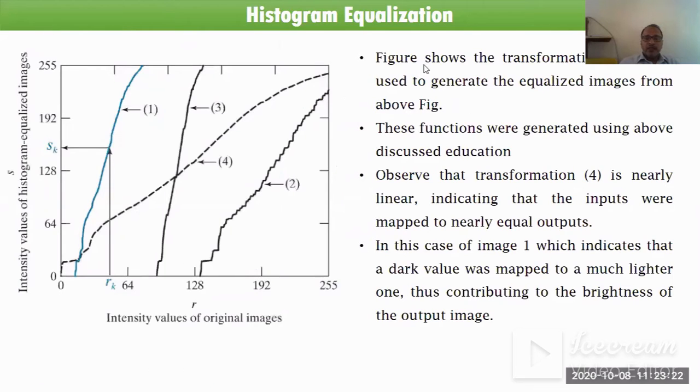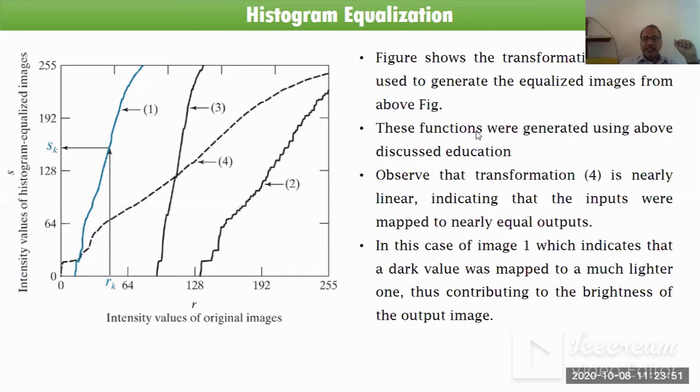Now the figure shows the transformation function used to generate the equalized image from the above figure. So there are these 1, 2, 3 and 4. These are the four transformation functions for the four different images. म्हणजे आपण जे चार इमेजेस हिस्टोग्राम तयार केले त्या चार हिस्टोग्रामचा ट्रान्सफॉर्मेशन जे फंक्शन येत आहे त्या ट्रान्सफॉर्मेशन फंक्शनचा ग्राफ प्रिपेअर केला तर आपल्याला अशा पद्धतीने ग्राफ दिसेल.